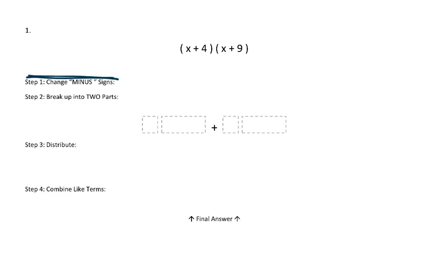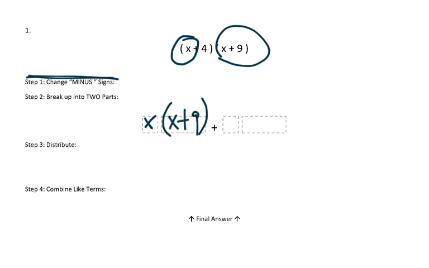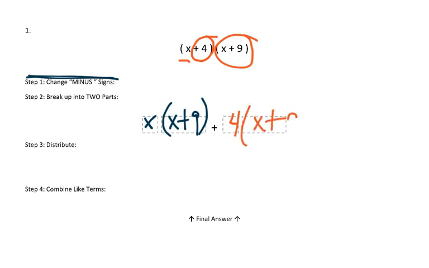So what we're going to do is say, I need to multiply x times this first. So I'm going to put an x, then I'm going to put my x plus 9. The second thing I need to do is take the second number and multiply it by this parentheses. So basically we're saying, let's take the first thing in the parentheses and multiply it by everything in the second one, and then take the second thing in the parentheses and times it by everything. So in this one I'm going to write my 4, and then I'm going to write my x plus 9. So now I have two distributive property problems.